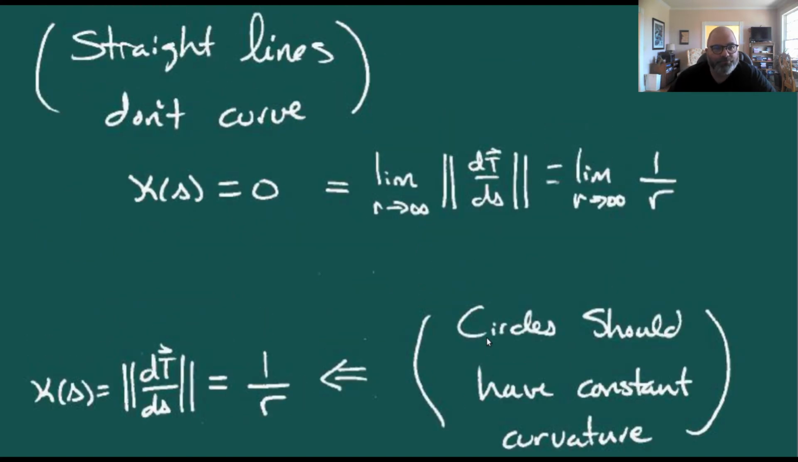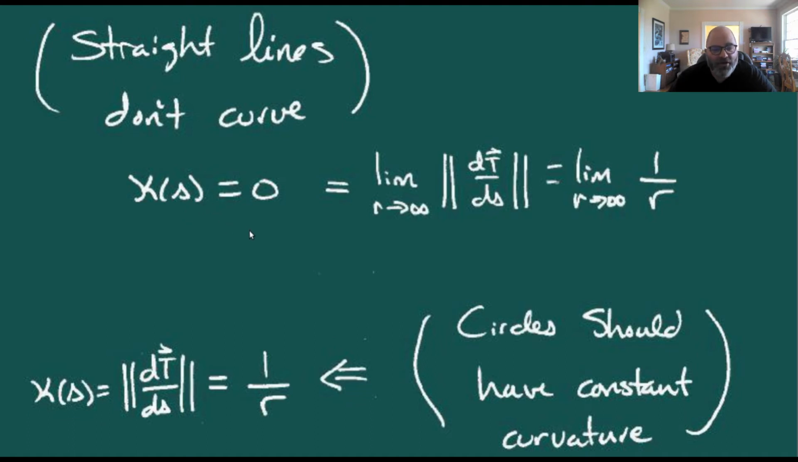And so when we have straight lines, the idea is that fundamentally we think of straight lines as not curving. From our circle example, if we take the limit as our radius heads off to infinity of our curvature function for the circle, that thing really was just 1 over r. It does head off to 0 as our radius heads off to infinity.